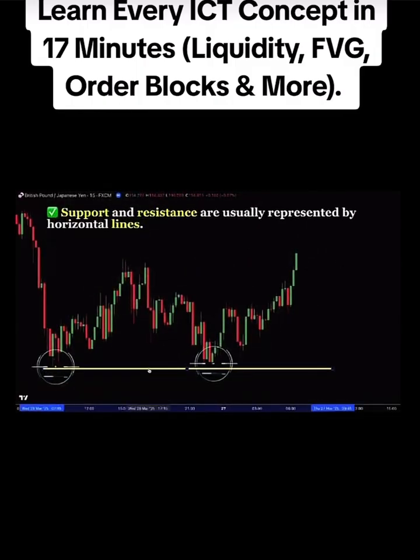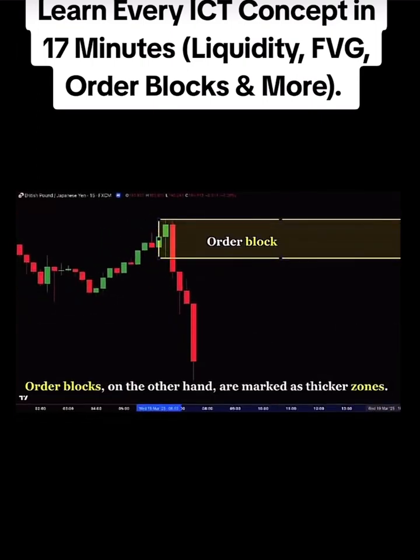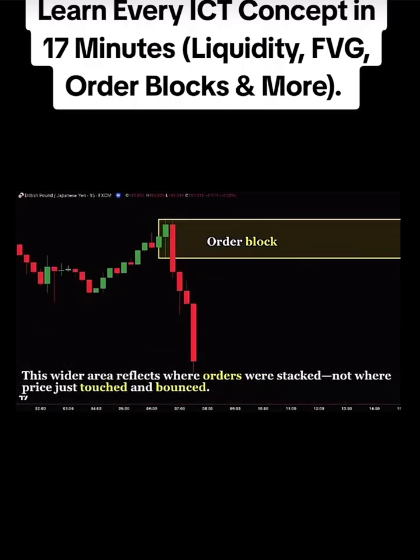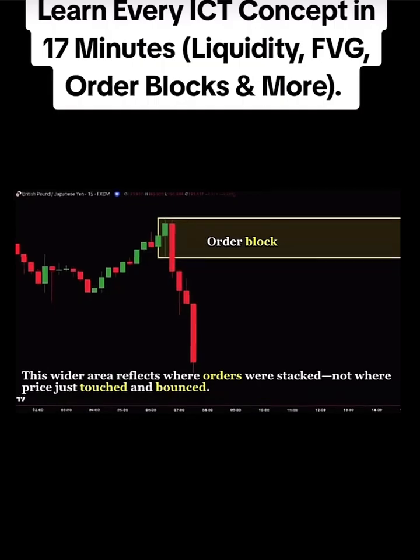Support and resistance are usually represented by horizontal lines. Sometimes traders expand them into narrow zones, but they're still fairly thin. Order blocks, on the other hand, are marked as thicker zones. They represent a cluster of institutional activity, not just a line in the sand. This wider area reflects where orders were stacked, not where price just touched and bounced.